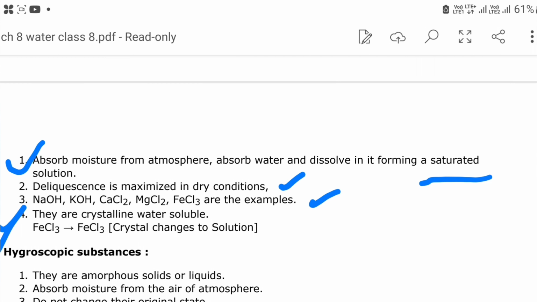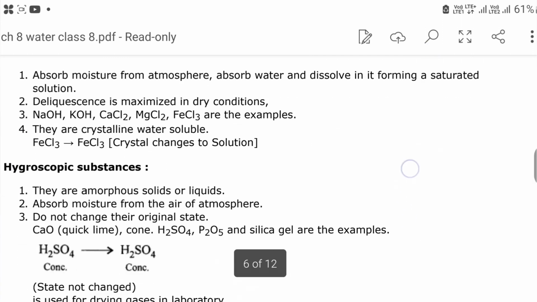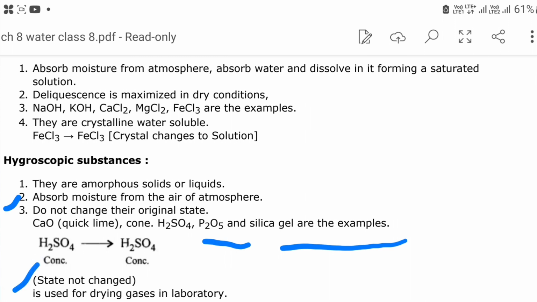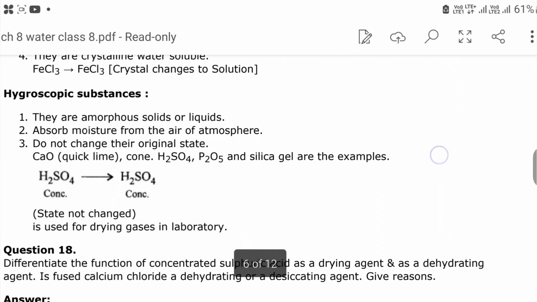Hygroscopic means amorphous solids or liquids which absorb moisture from the air of the atmosphere and do not change their original state. For example, quicklime, concentrated H2SO4, phosphorus pentoxide, silica gel, etc. The state does not change in these substances. They are used as drying agents in the laboratory.